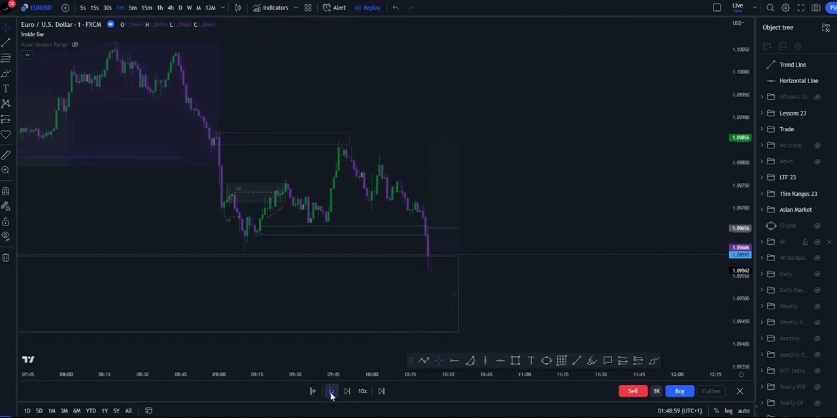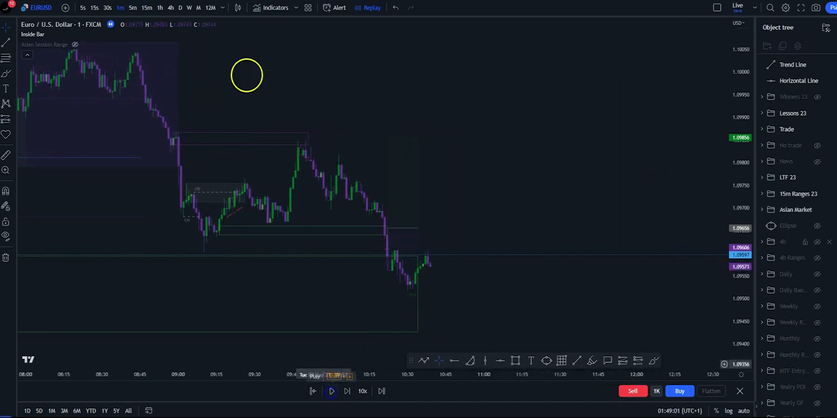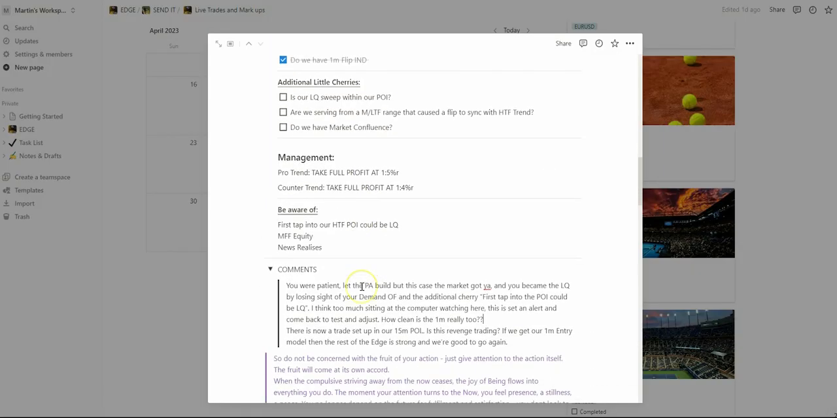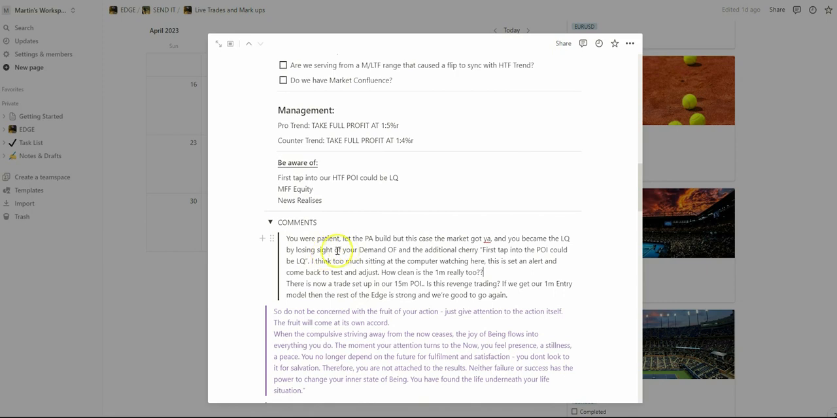Yeah, and I do want to touch on this. Yeah, I was patient, I was happy not to chase the trade, I became the liquidity, not clean enough demand order flow. Yeah, I was kind of on the computer all morning here.